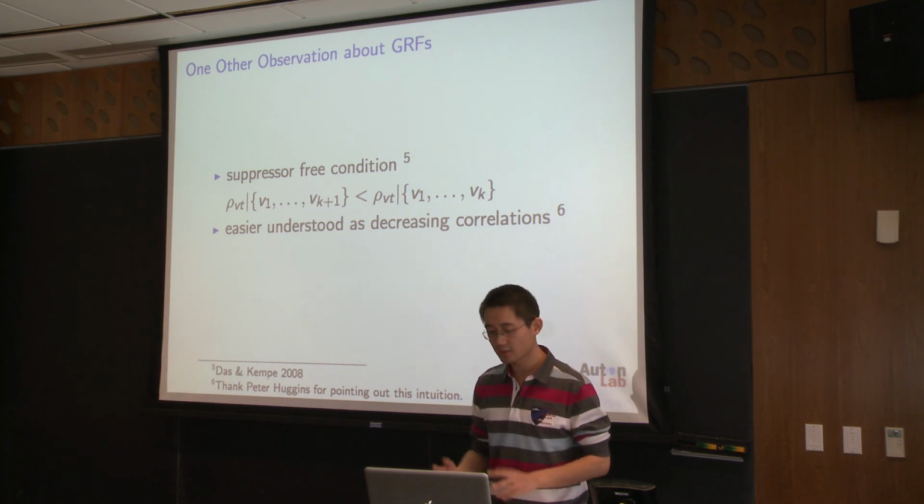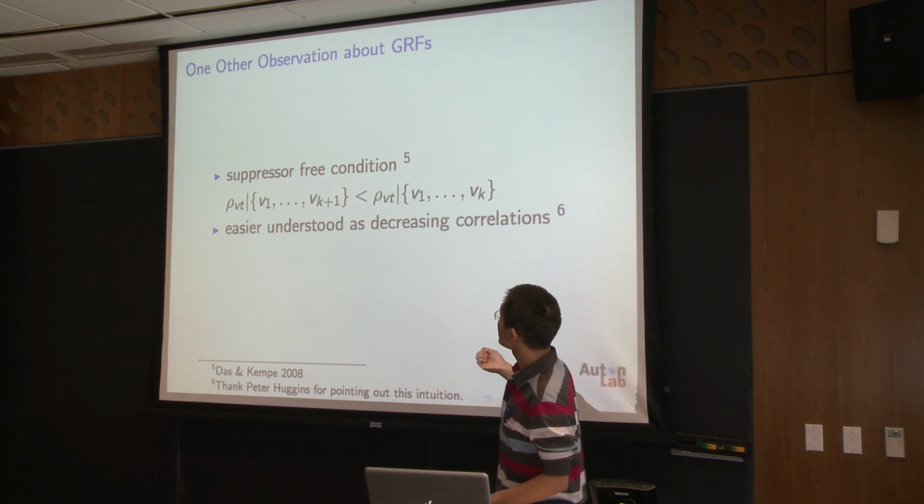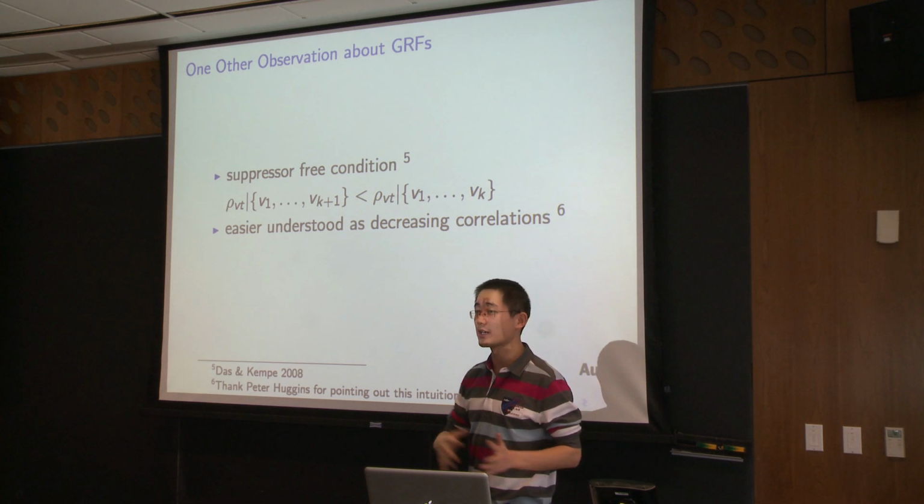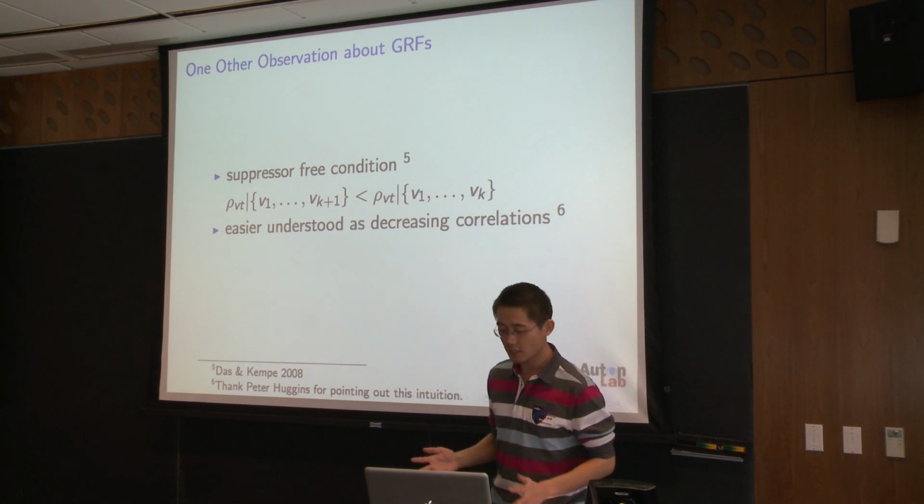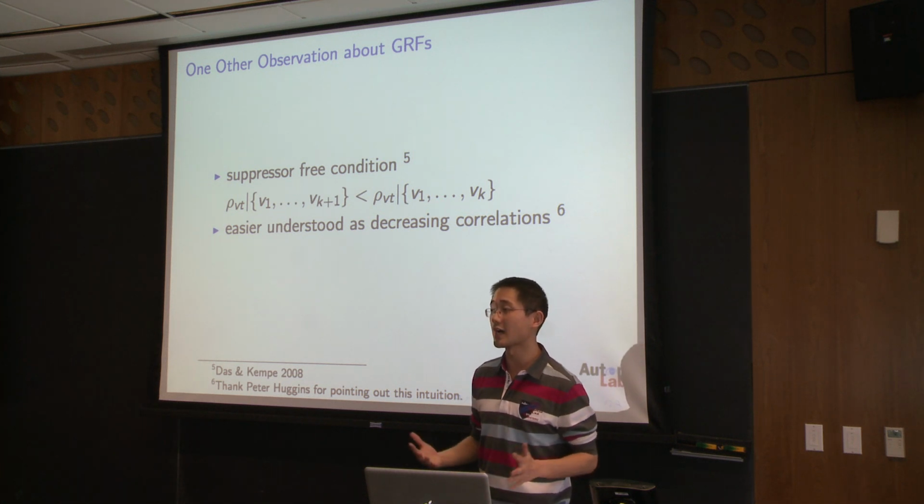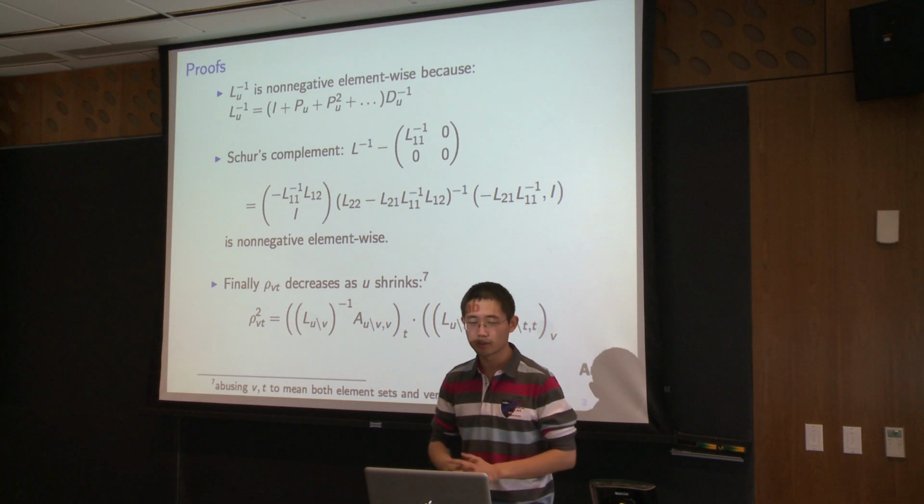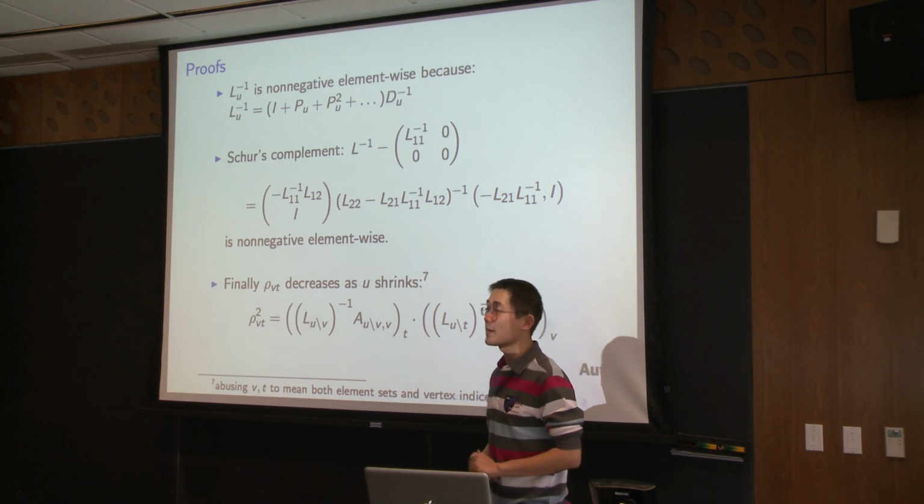And this is not too trivial because the suppressor-free condition sometimes occurs in statistical problems, and it's hard to visualize. It's hard to give an example. So here's the proof of why this happens.